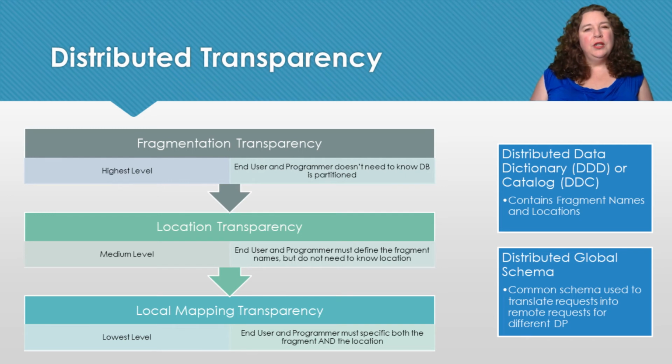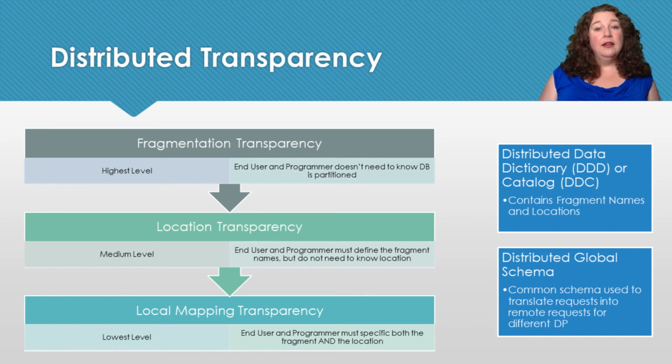We also have a distributed global schema, which is going to keep track of the schema information and make sure that all stays straight as well. So this will be used to translate your requests if you have multiple requests for remote locations, to tell them where to go. If you do the fragmentation transparency at the highest level where you don't care, this data dictionary and schema are going to help the query managers figure out where that's going to go. So when SQL Server gets hold of it, they're like, okay, well, I know that this table is here, so I'm going to go get that. And this table is here, so I'm going to go get that.